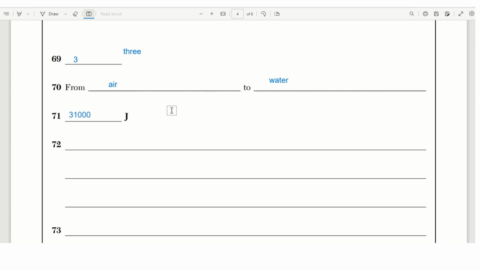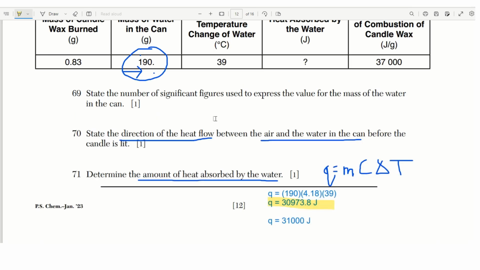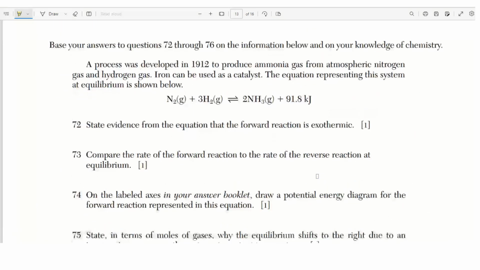Want to know what they're accepting? Anything from 30,700 joules to 31,122 joules. As long as your answer is in between those, you get credit. Okay? All right, next set, 72 through 76.